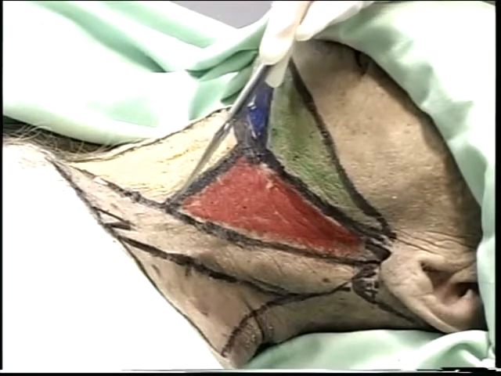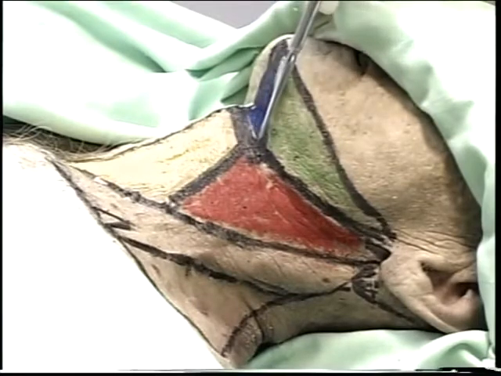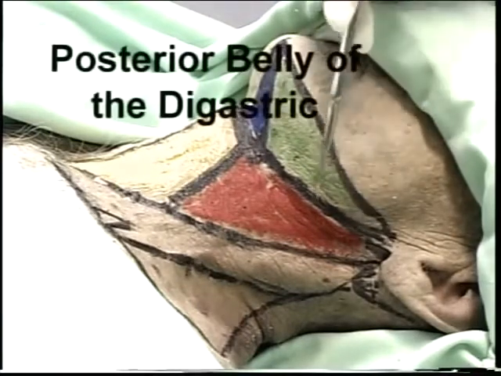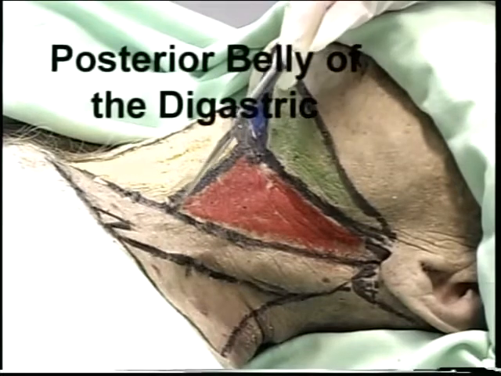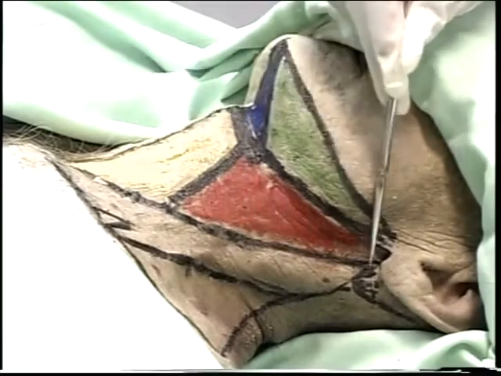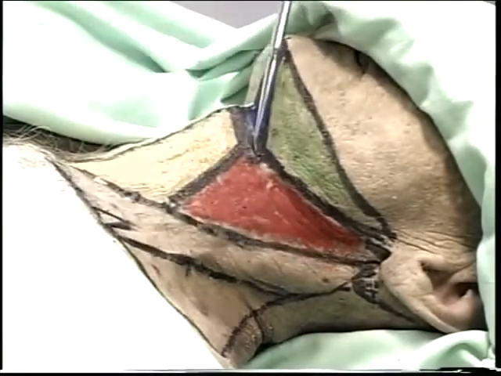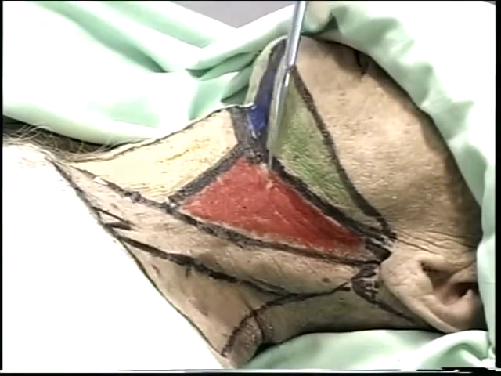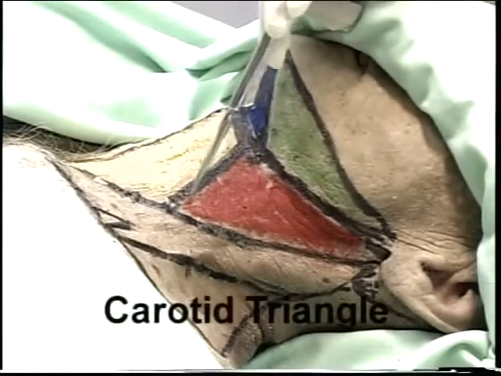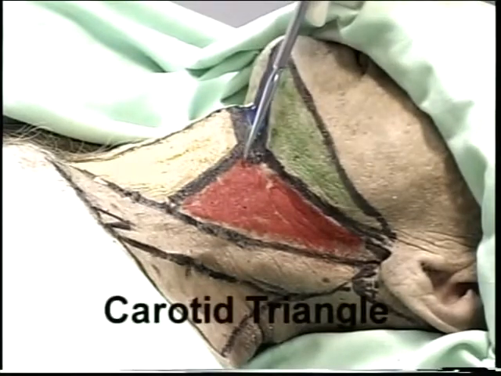The area between the superior belly of the omohyoid, posterior belly of the digastric, and the sternocleidomastoid, this triangle, the base of the triangle and the apex of the triangle. This red area represents the carotid triangle and the most important region in the neck.